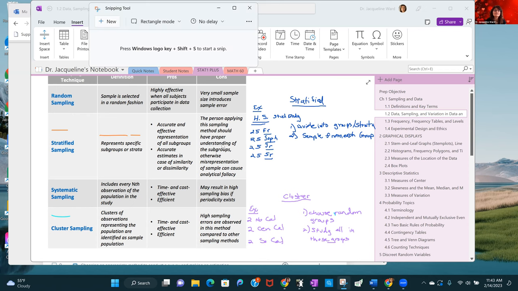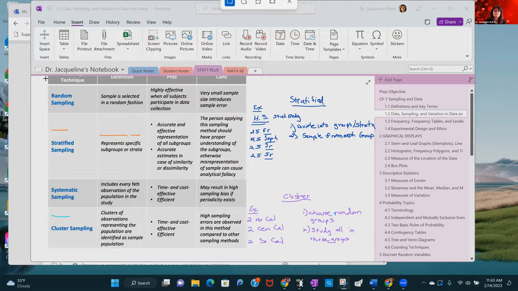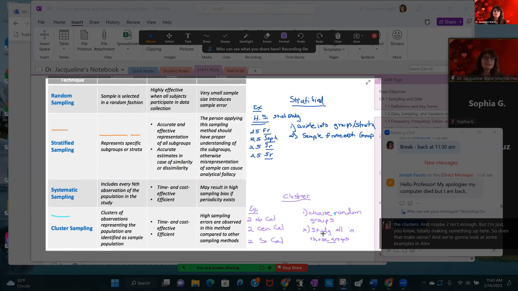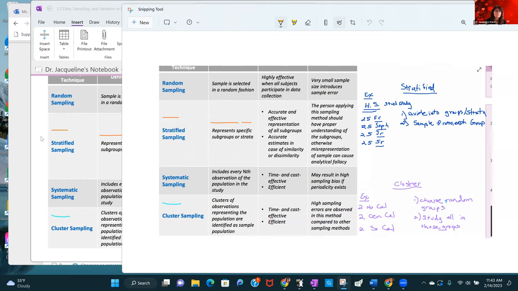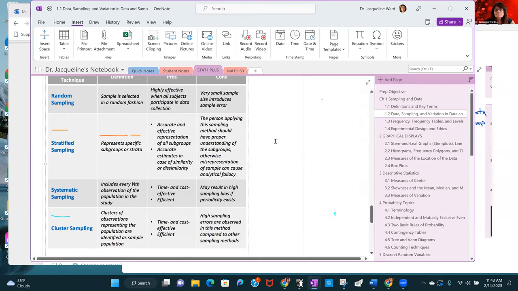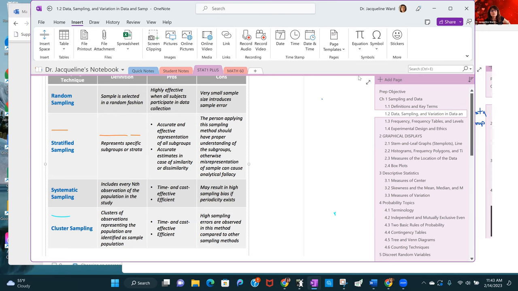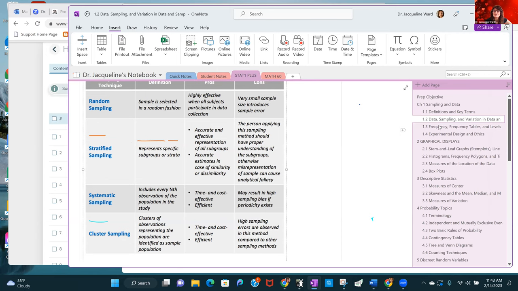And we're going to look at some examples in Alex. And I'm going to take a picture of this, in case we want to see it later. It's interesting to see some of the pros and cons of these methods, and I've just kind of included that. You're not going to be tested on that. And I don't remember if I mentioned this on the first day of class or not, but this really is an introduction to statistics. And it's great to have that introductory understanding, to get some insight into how these things work.